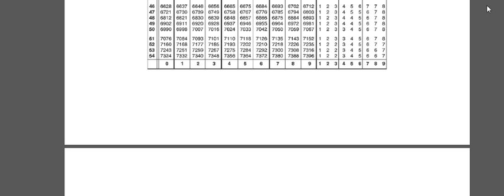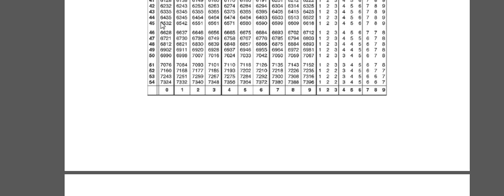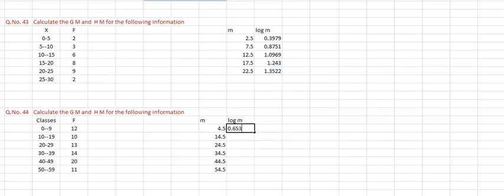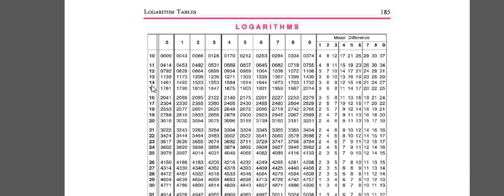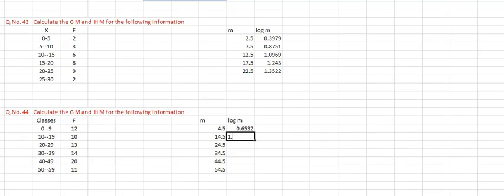How to find in the table now? 450 you have to find. See, 450 is how much? 6532, so 0.6532. Now 14.5 means what? 14 means 2 places minus 1, that is 1. Then you have to find 14.5 in the table. 14 and 0.5 means 5, the next number. Don't think that the point is there. 14.5 is 1614.